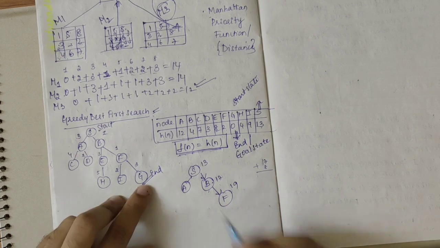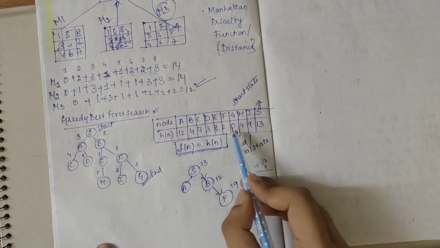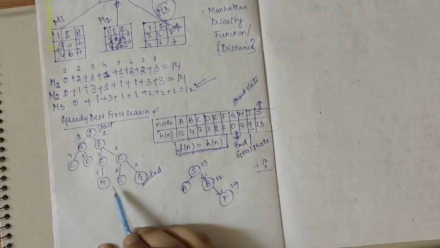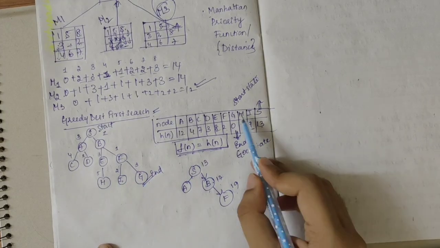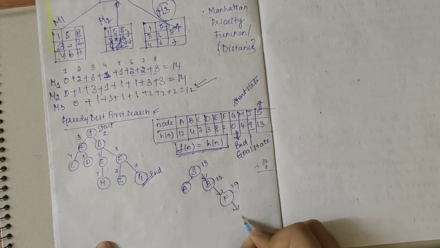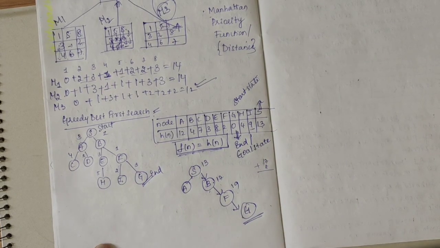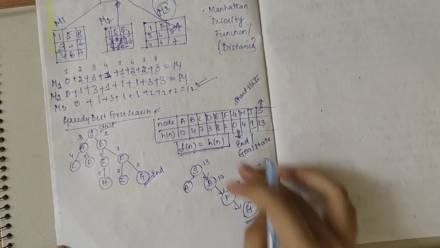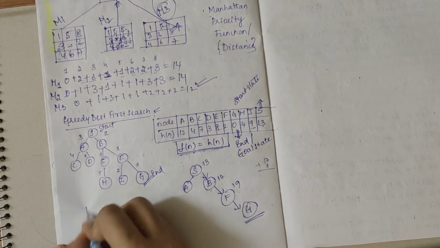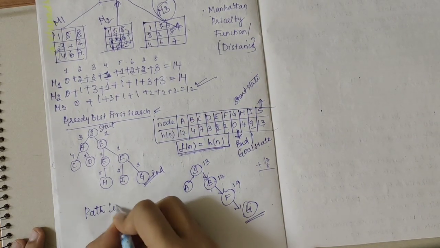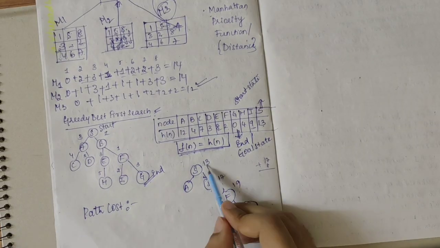And from F I have two options further. From F to I, for I it is 9. So 19 plus 9 would be there. And for G, it is 0. So I can reach G directly, and G is the end state which I had to reach, right? So I have reached G, the end state. So now the path cost would be 30.